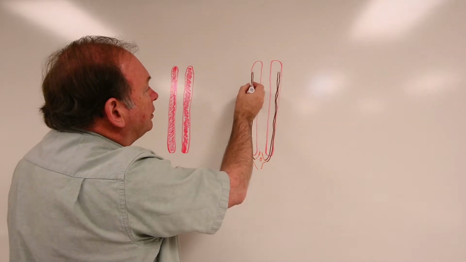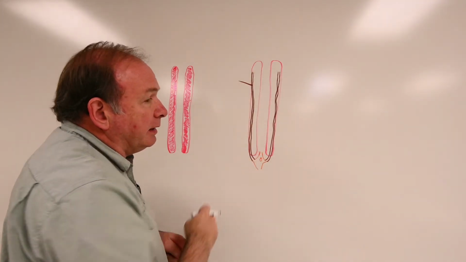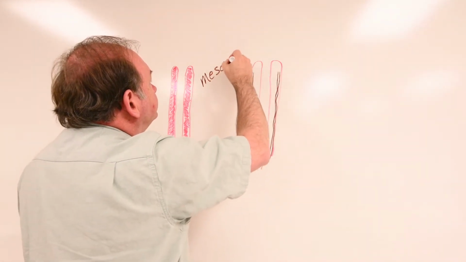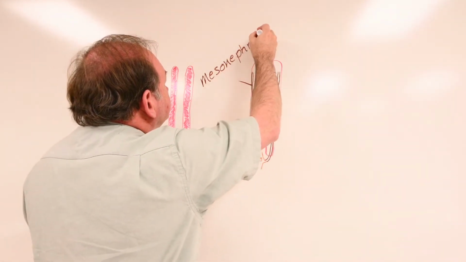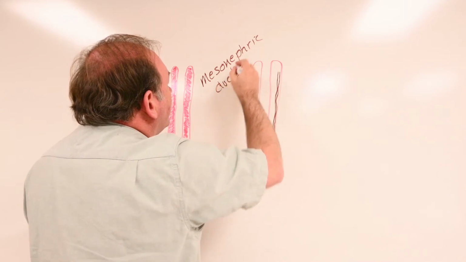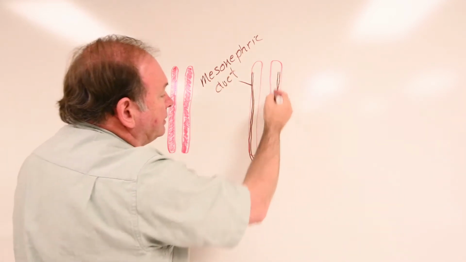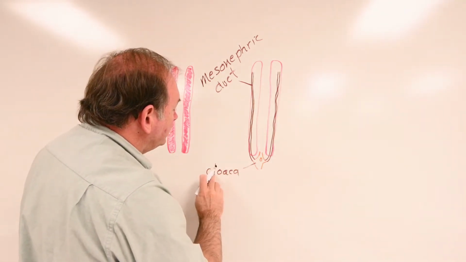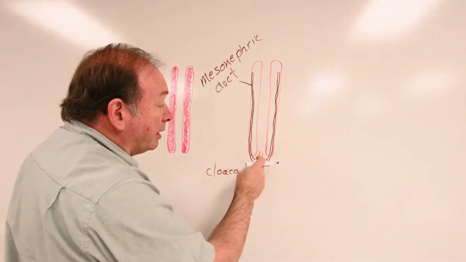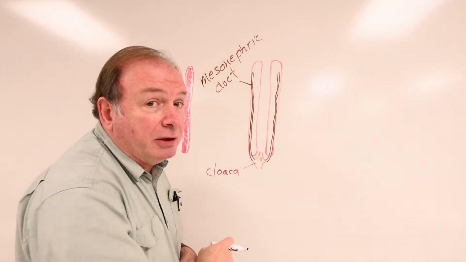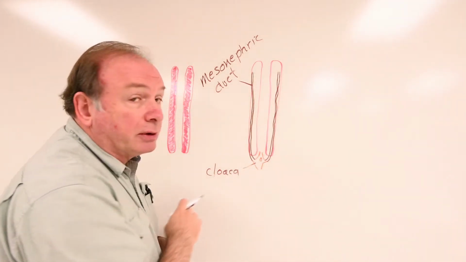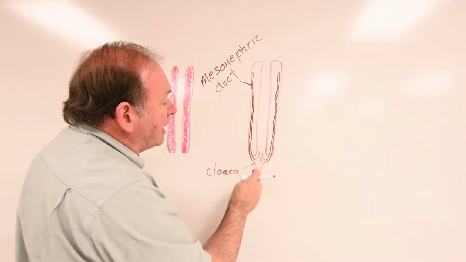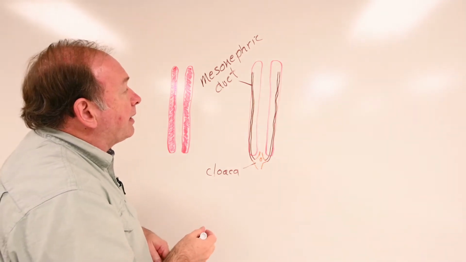And within that, we get the formation of a tube we call the mesonephric duct. Mesonephric duct that leads all the way back here to the cloaca. So there's our cloaca back here in the back. The cloaca also has connections to the allantois and to the gut. That little circle there indicates the lower end of the digestive tube. So they're both emptying into this common space, the cloaca, in the back.